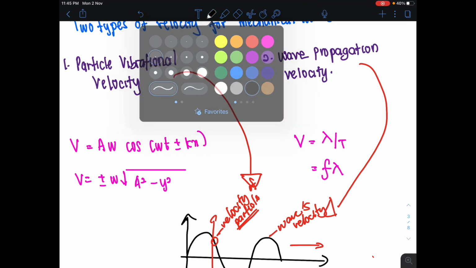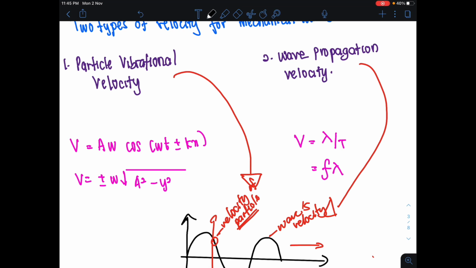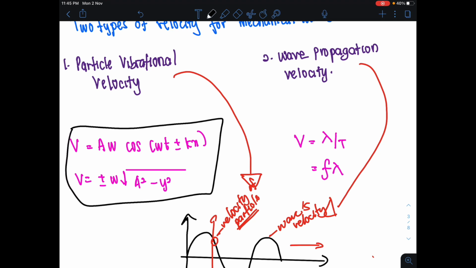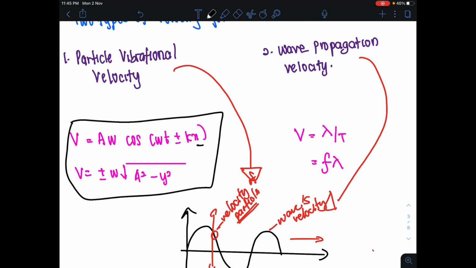Okay, so the equation here is given as, for the particle's vibrational velocity is similar to what we have studied in chapter 9, which is we have two equations for velocity. One is with respect to time and also the distance of the particles. Another one is with respect to the displacement of the particle from the equilibrium point. So the first equation here is this one. V is equals to A omega cos omega t plus minus kx. And the next one is V is equals to plus minus omega square root A square minus y square. These are the equation for vibrational velocity of a particle.